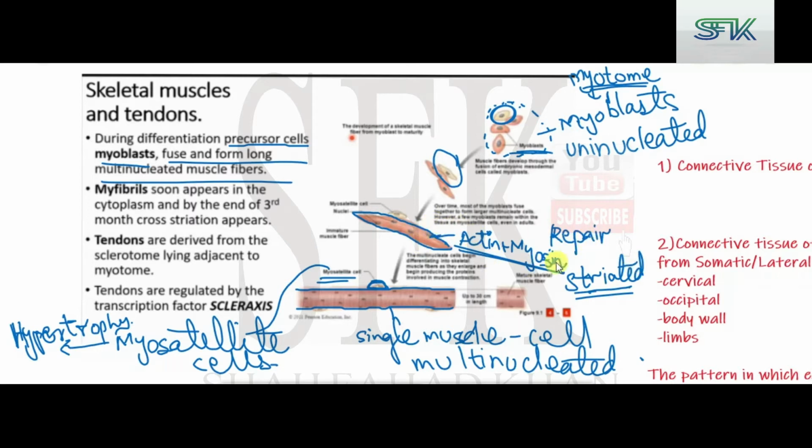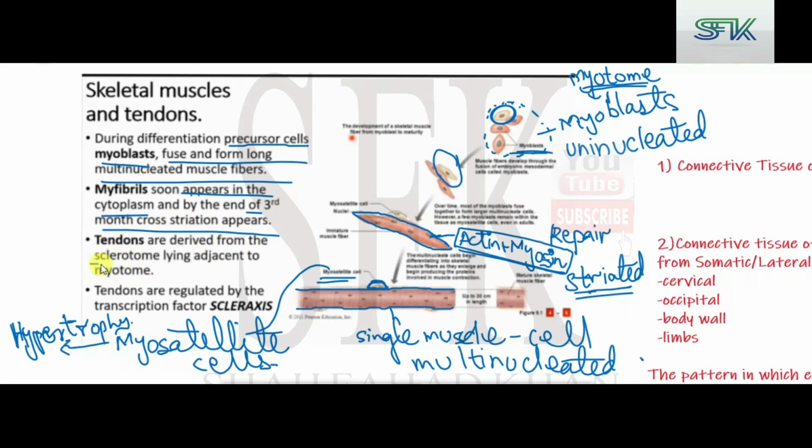This was something I'm assuming you guys might already know, but these are the special contractile proteins, the actin and myosin, and they help in forming those band-like structures, the striations present in the skeletal muscles. The myofibrils soon appear in the cytoplasm, and by the third month, sorry, not the week, month, cross striations appear.